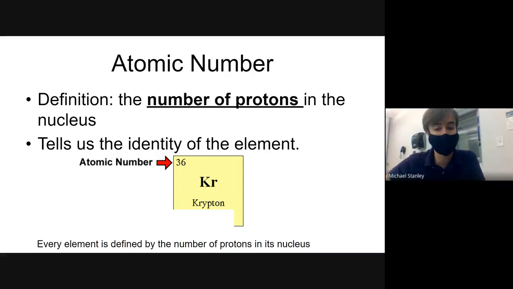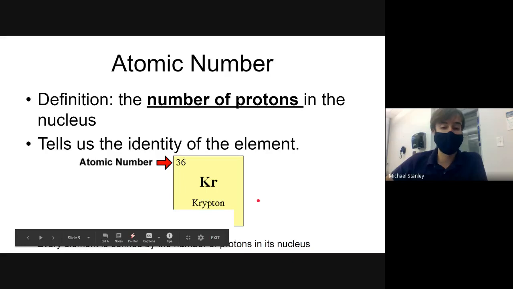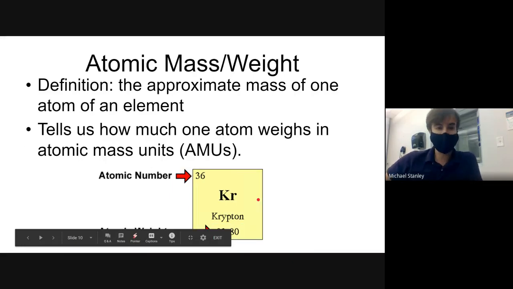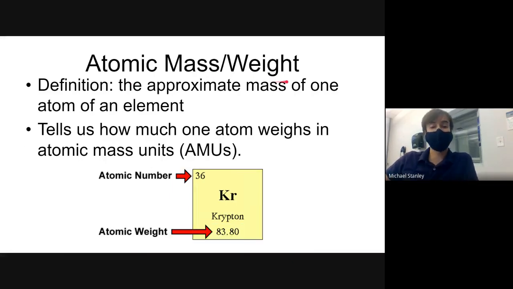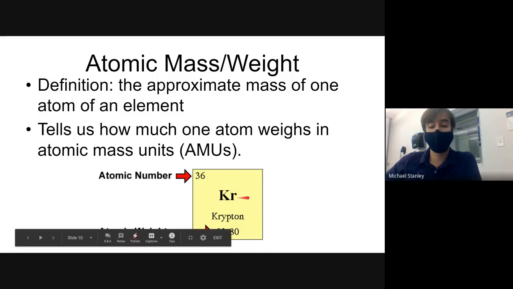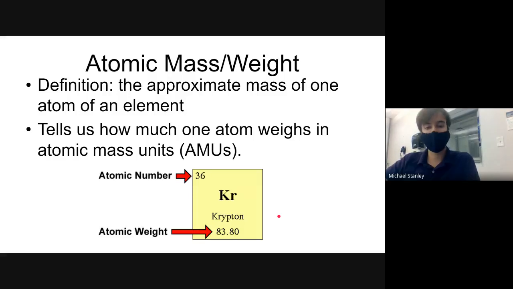All right, so that is the first of our numbers on this periodic table box. The next number, the one that's whited out on the bottom down here, is the atomic mass, also sometimes called the atomic weight. The atomic mass is the approximate mass of one single atom of an element. So how much does one krypton atom weigh? That is what our atomic weight shows us.